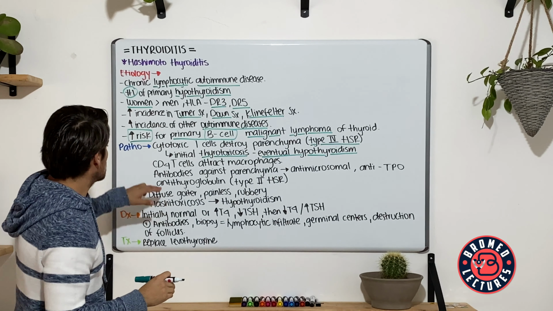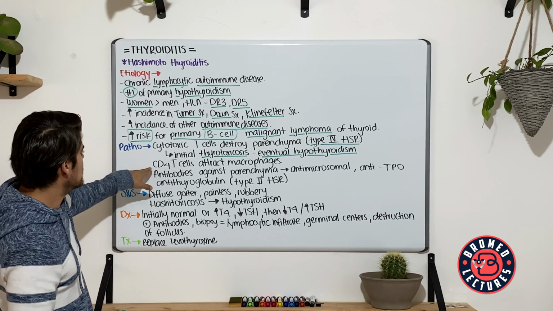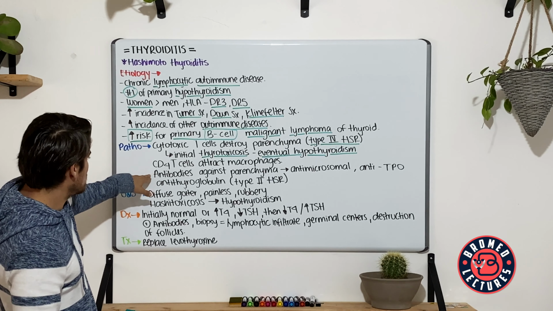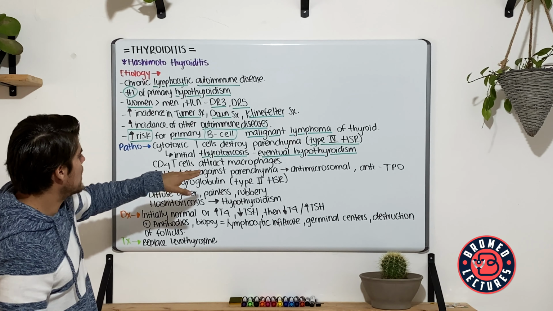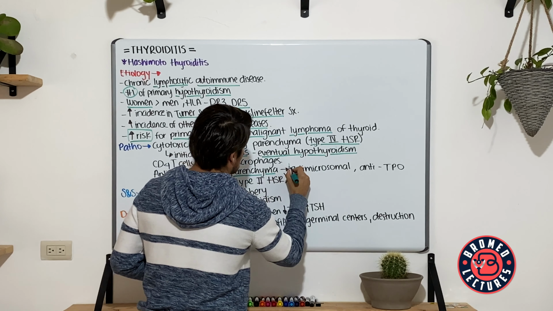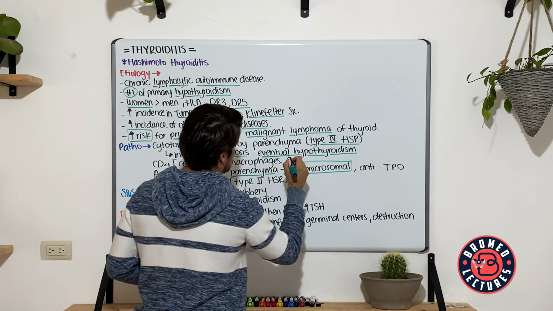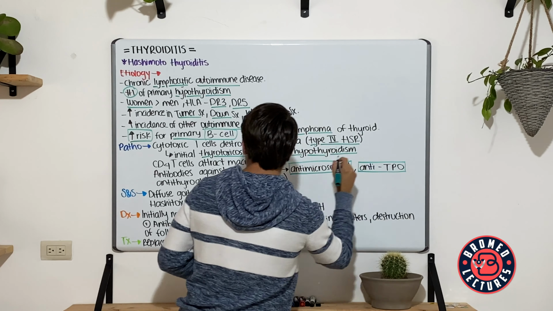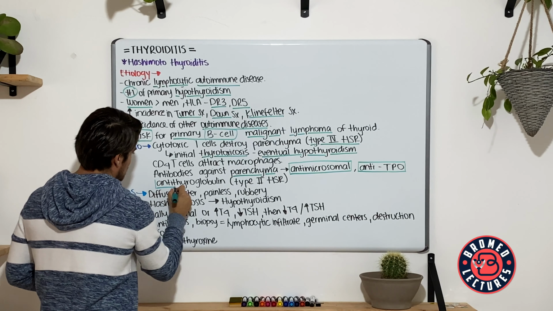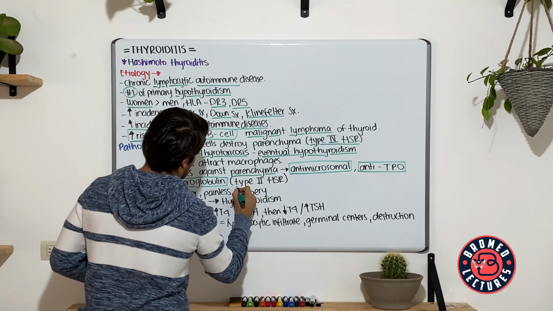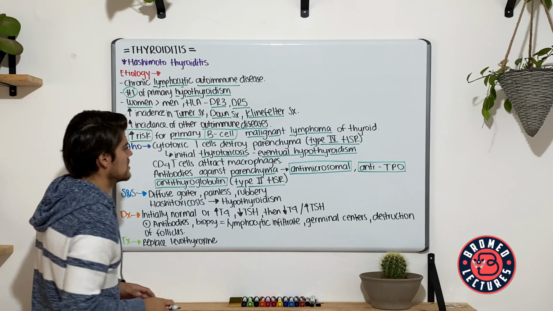And then there's also CD4 positive T cells that attract macrophages, and there's also production of antibodies against parenchymal tissues, okay, against parenchyma, which is antimicrosomal. These are the specific ones, anti-thyroperoxidase and anti-thyroglobulin, okay? And this right here is considered a type 2 hypersensitivity reaction, okay?